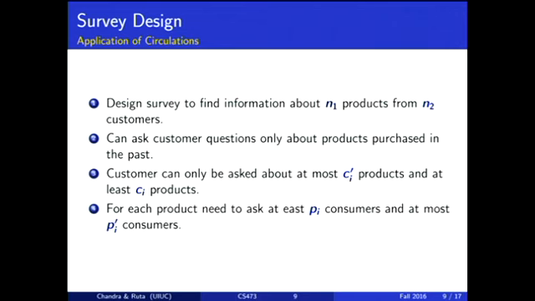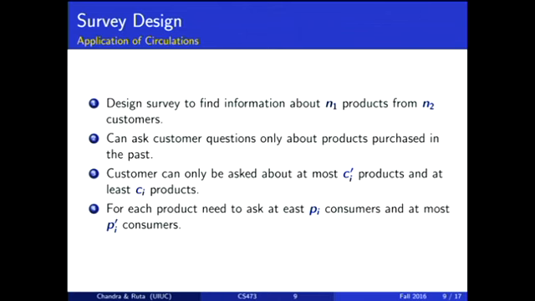And for each product, we want enough information. If you don't get enough information on the product, then it's not very good because not enough customers are answering. So we want a lower bound on how many customers we should ask, and a maximum, because we don't want to ask more than so many since it's useless. Each of these could be infinity or zero depending on your application.